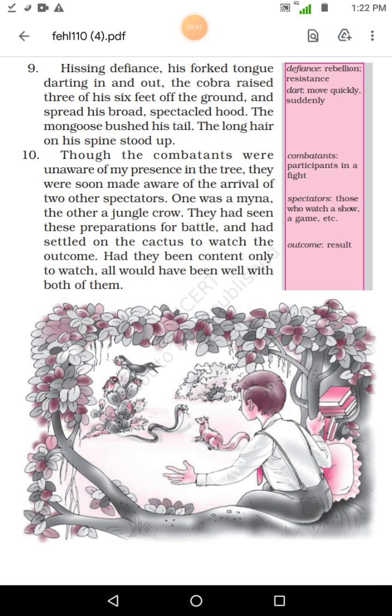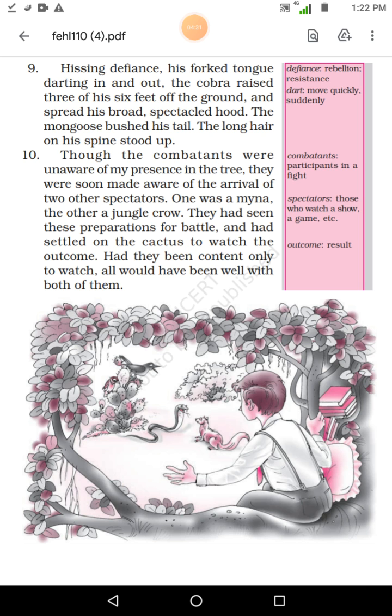Okay, the tongue. Darting it in and out. What is the meaning? Darting means a dart is a quick move. Any quick movement is called dart. Suddenly, very fast. Anything that is too fast is called a dart. The cobra raised 3 of his 6 feet. So out of 6 feet long, 3 is up from the ground. And the spectacled hood means what? What is this hood? The head which contained the poison, the entire thing.